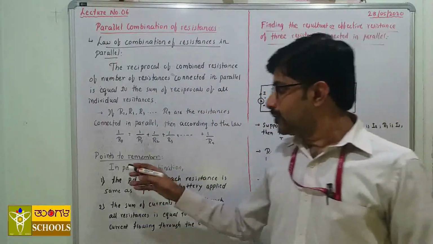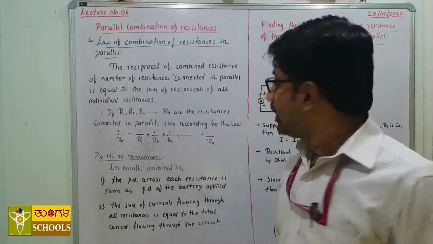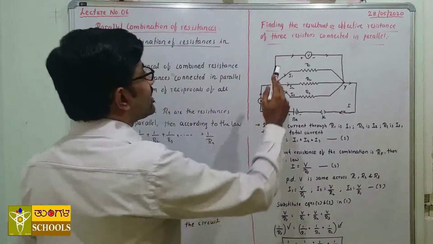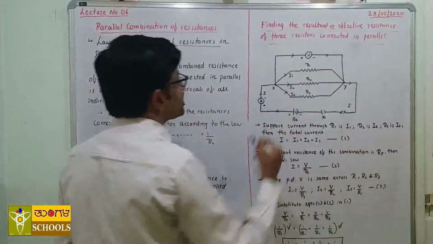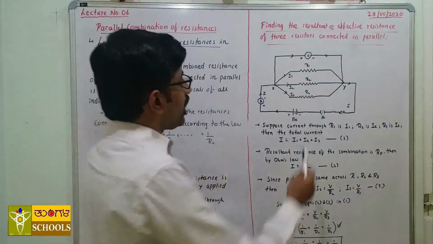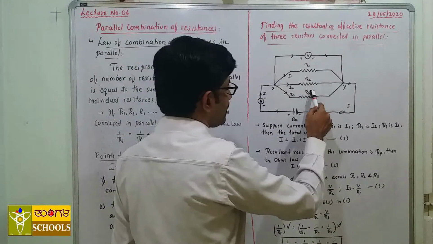That's what the points needed to remember. Now we are calculating the resultant or effective resistance of three resistors connected in parallel. So R1, R2, R3 connected in parallel.